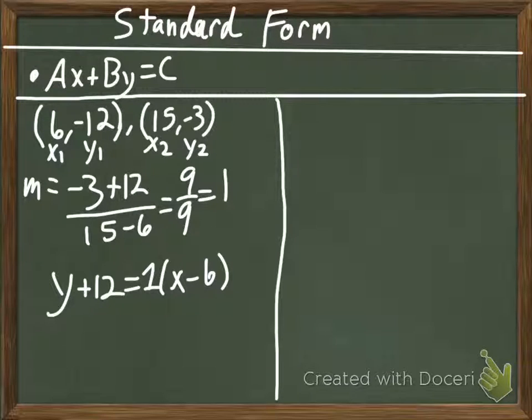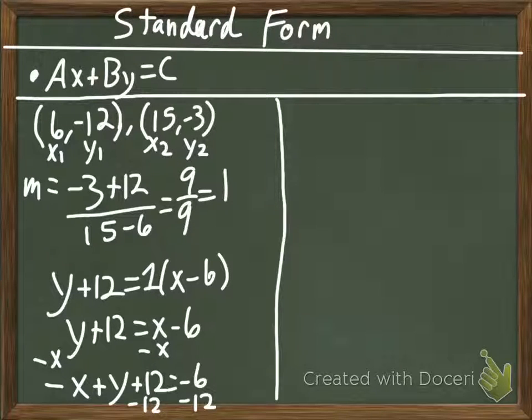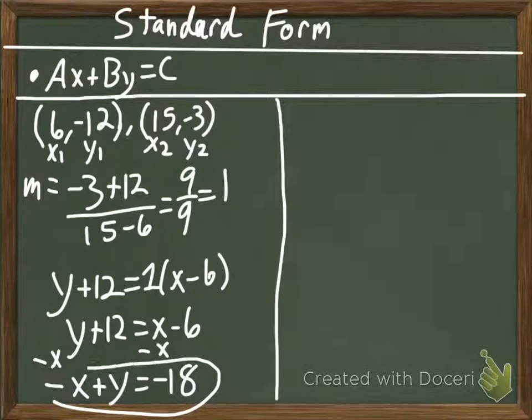And now we're just going to do the conversion to standard form. y plus 12 equals x minus 6. I'm going to subtract x. And we get negative x plus y plus 12 equals negative 6. If we subtract 12, I ran out of room, so I'm just going to erase this. Negative 6 minus 12 is negative 18. So there we go.